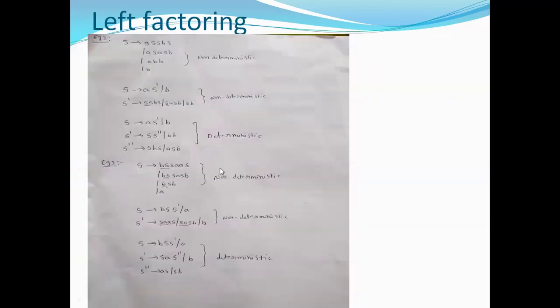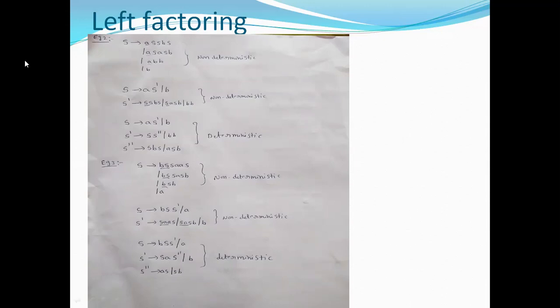Okay. So here is an example for left factoring. S produces A S, S B, and S, and A S, A S B, A B B, and B. So this is the given grammar. It is in the form of non-determinism. Why? Because we are having the common prefix A, three A's common. Let us consider two productions, A S and S; these two have the same prefix. So we have to eliminate the non-determinism.